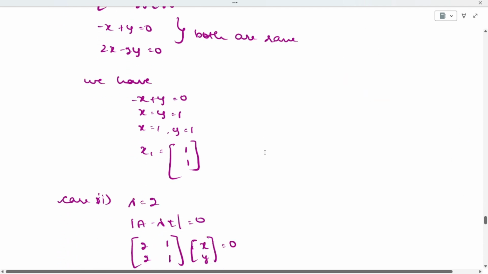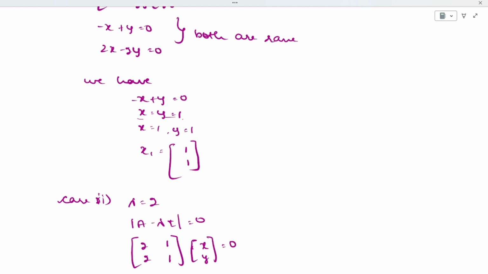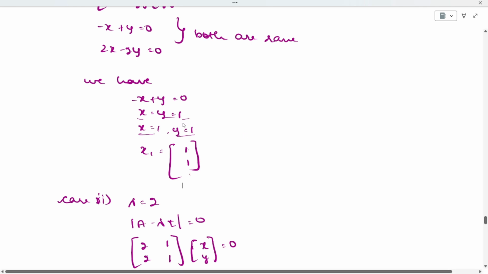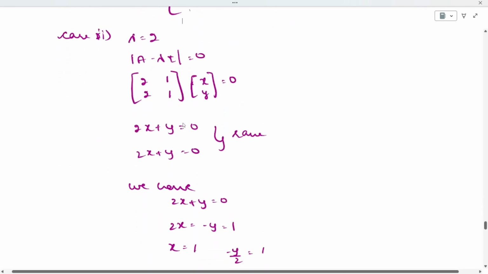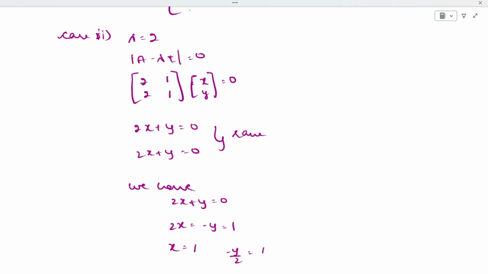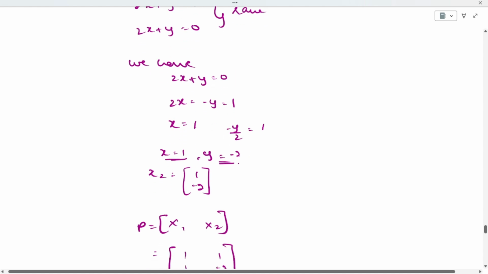Next, we have x plus y. Again, see, x is equal to y is equal to 1. X is equal to 1, y is equal to 1. So the value of x will be 1 and 1. Now when you take 2, again you substitute in the lambda places, you will get two equations. Both are also same. Now you substitute 2x minus y is equal to 0. You have to equate. X is equal to 1 means y will be equal to what? 2. So 1 and 2 here is the value.